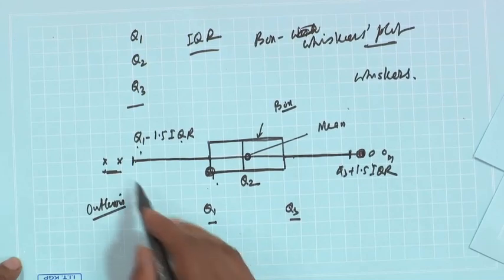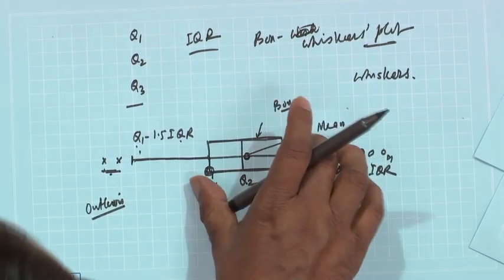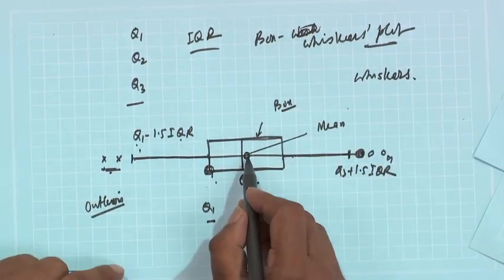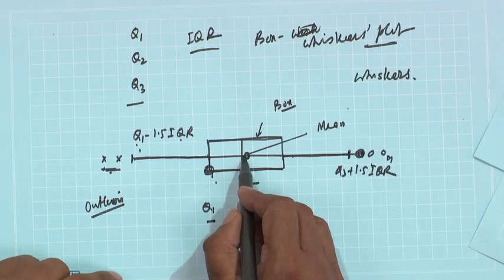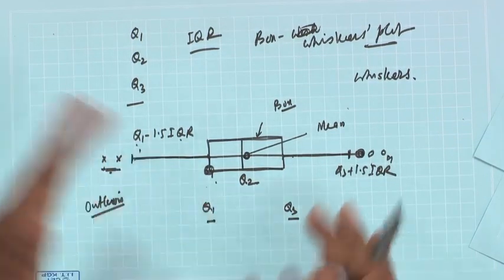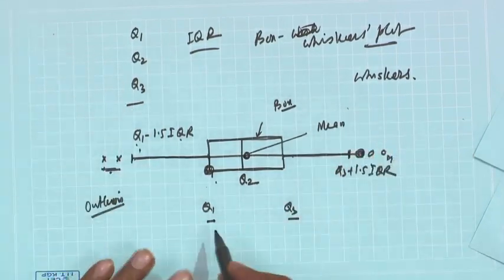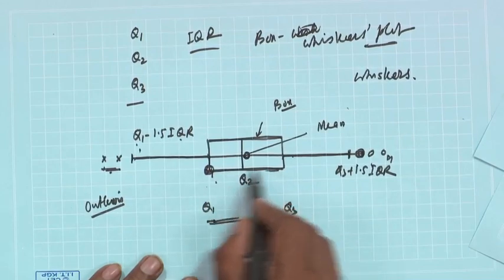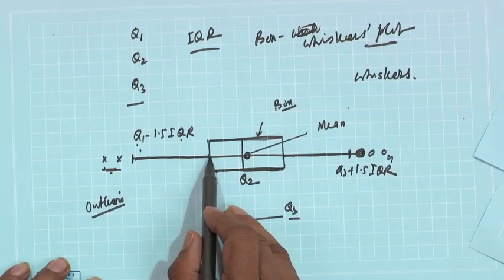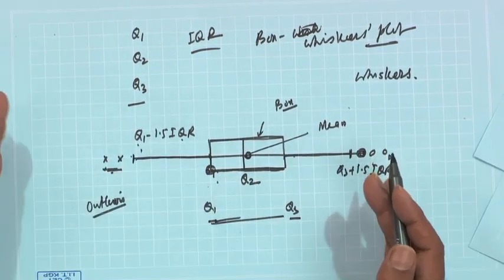So, usually we do not consider this, as it does not belong to the data. The advantage of having a box plot is that it not only tells you where the median lies, it also gives you the range in which most of the data falls, because this IQR is the range where most of the data falls. It also gives you the spread on this side and this side, and the variability beyond that.